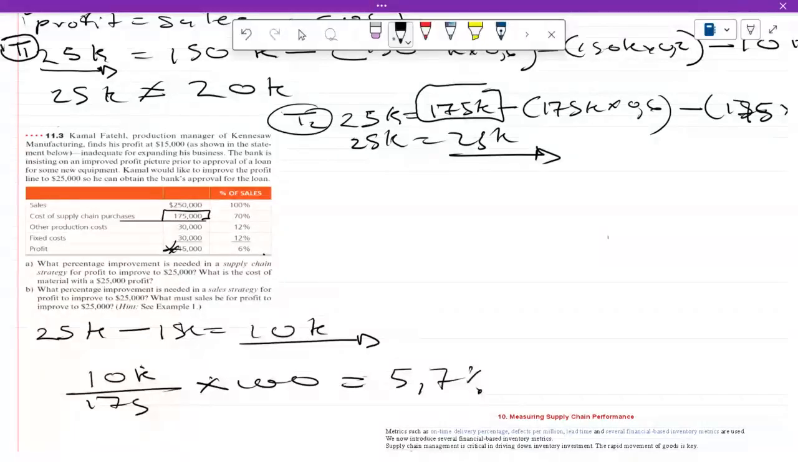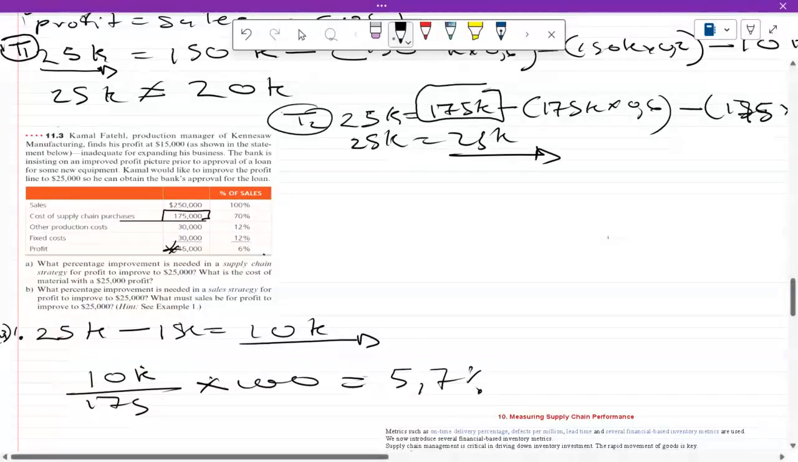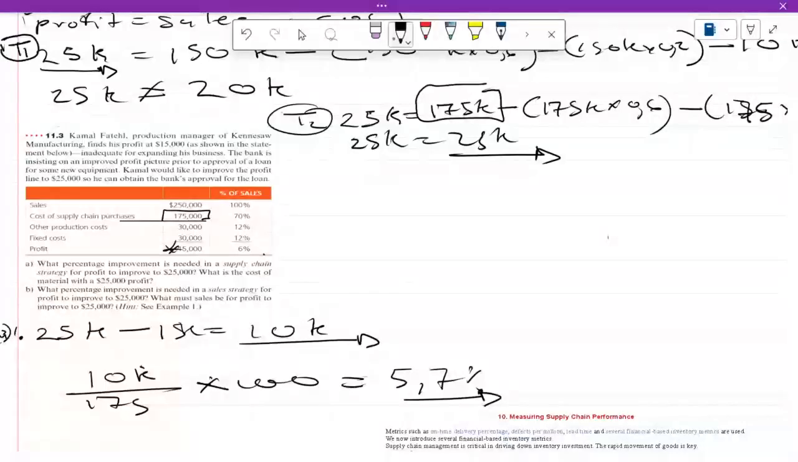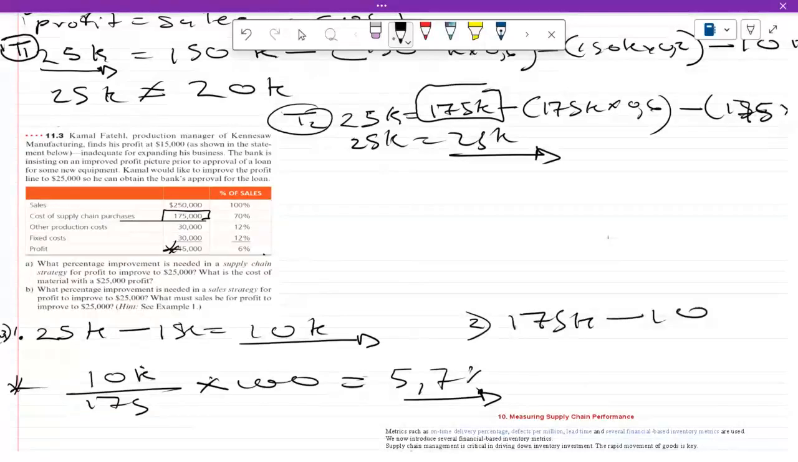Simple as that. So now we have 175. This is question 1.1. Then it just ended on the percentage. So here you can give the nice label that we are looking for the percentage of improvement. Then number 2, we're looking for the cost. So we are saving the 10K. So 175, which is our cost here, minus that 10K.